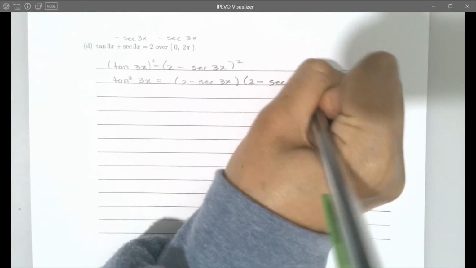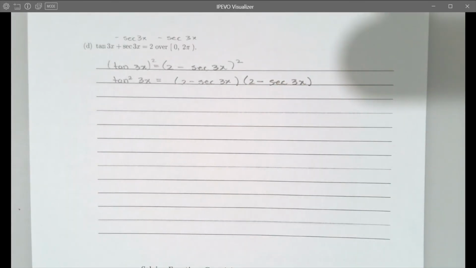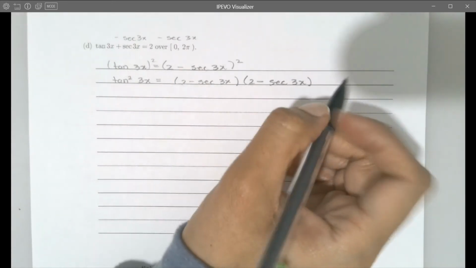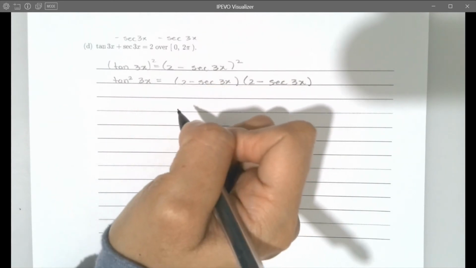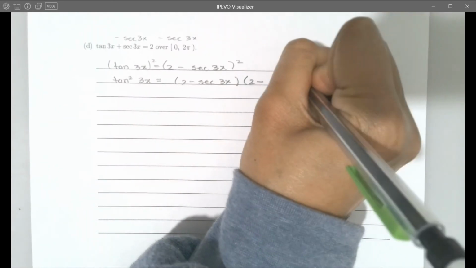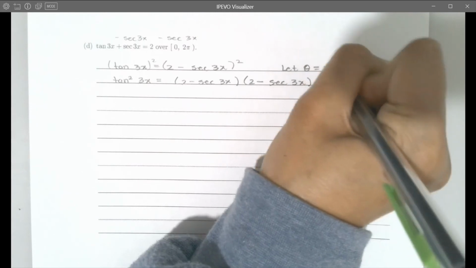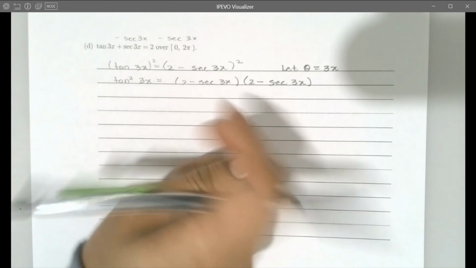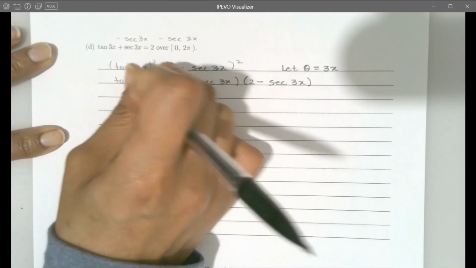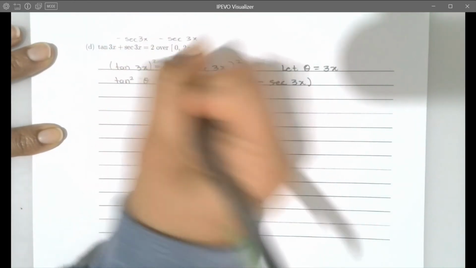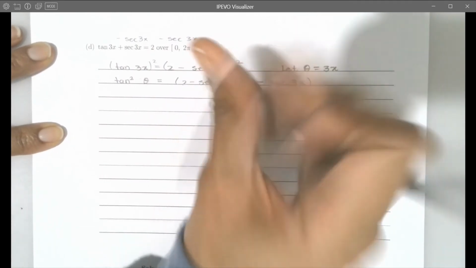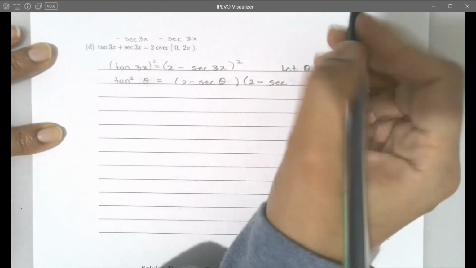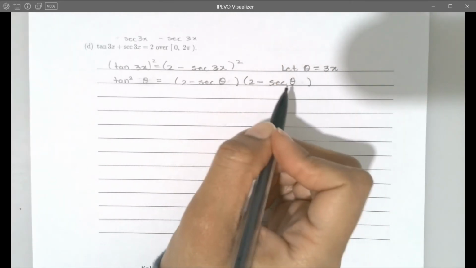Now, if the argument here becomes too much, because it is starting to get a little bit complex, we can always replace it by a different variable. Like for instance, we could have let theta be 3x right from the get-go, and that means that we would have had a theta here and a theta here. So if you'd like to do that to make things simpler, we can. And that way we can focus on the bigger picture.